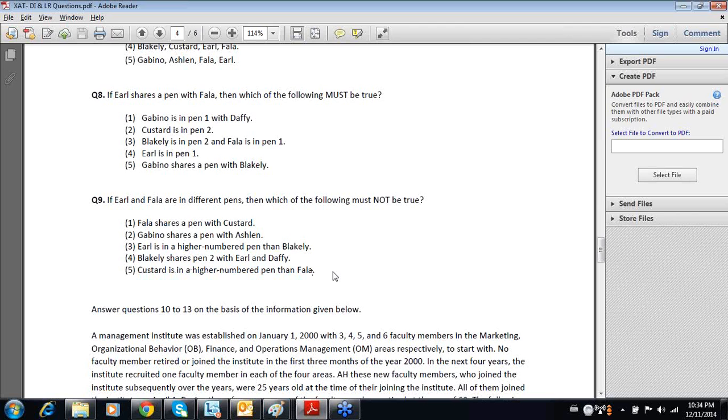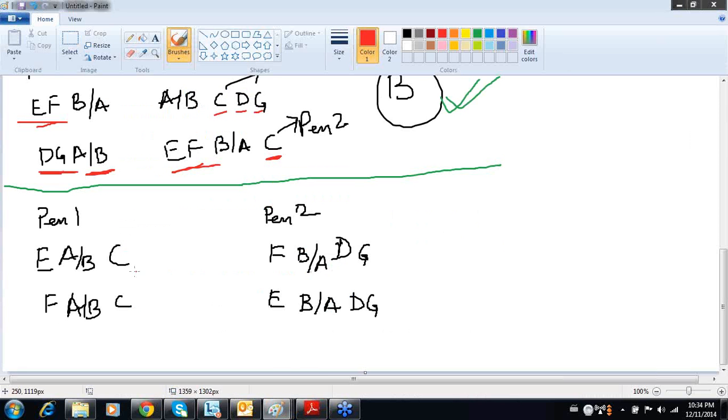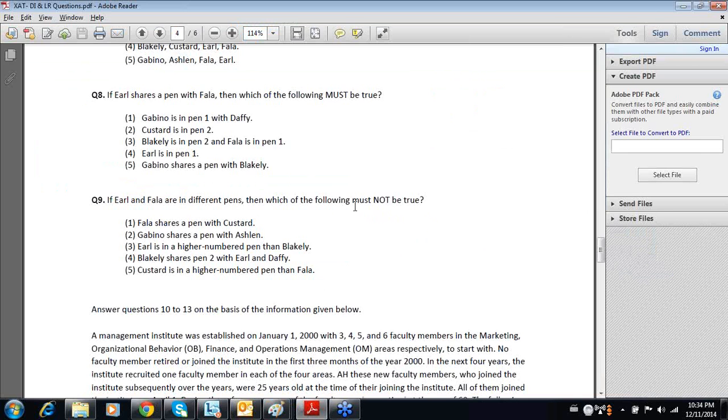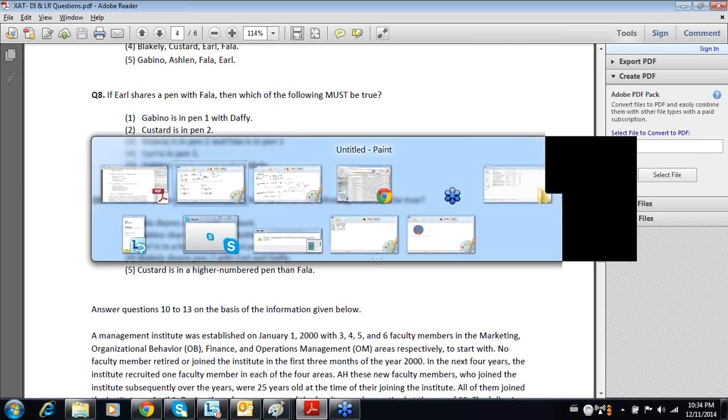C is in higher number pen than F. C will never be in a higher number pen than F. C is here, then F is here. So if C is in pen 1, then F is in pen 2. If C is in pen 1 here, F is also in pen 1. So C will never be in a higher pen number than F. So only option number 5 will satisfy this, the must not be true option.